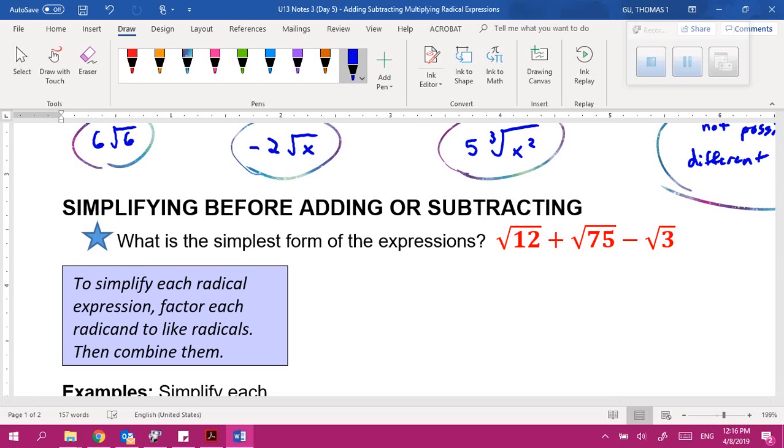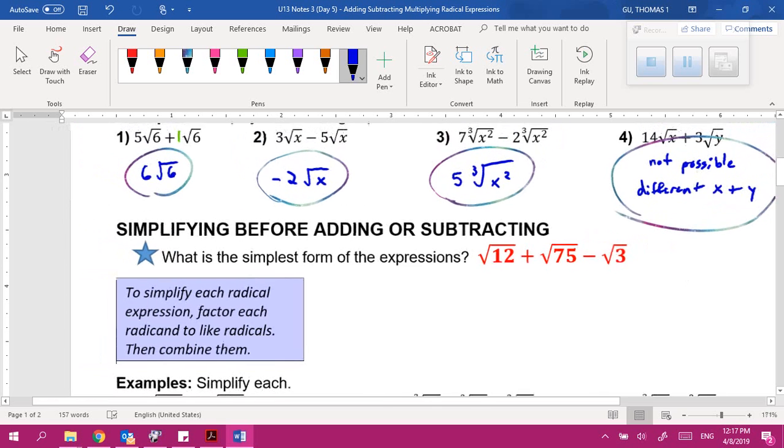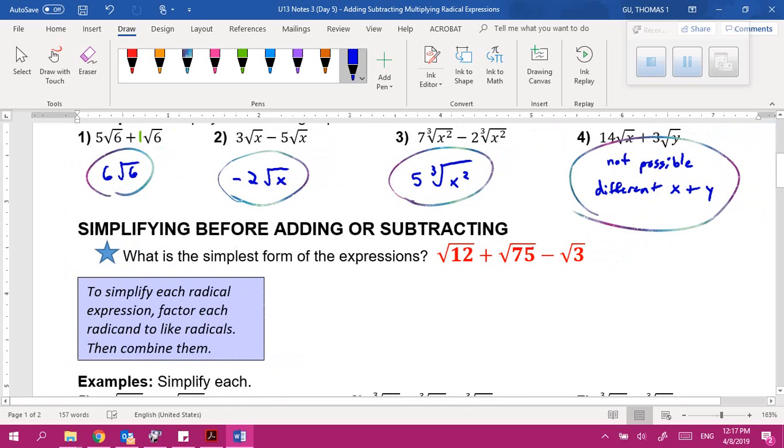All right. Next part. Okay, so that was pretty easy, right? But sometimes, guys, when you look at it right off the bat, you think that I can't combine them because the radicands are different. But when you simplify the radical terms, you'll see that, wait a second, I can't judge a book by its cover because I can actually combine these terms.